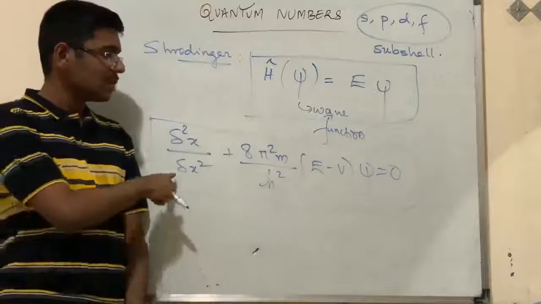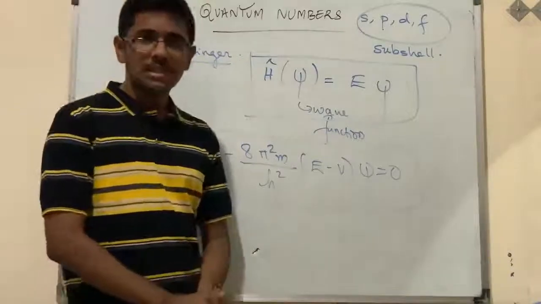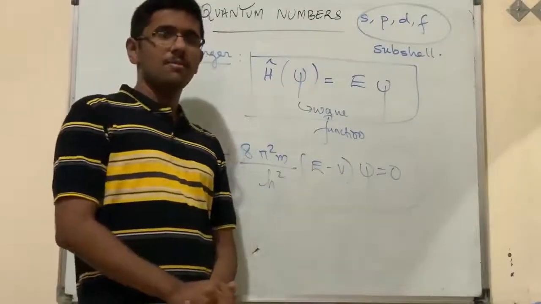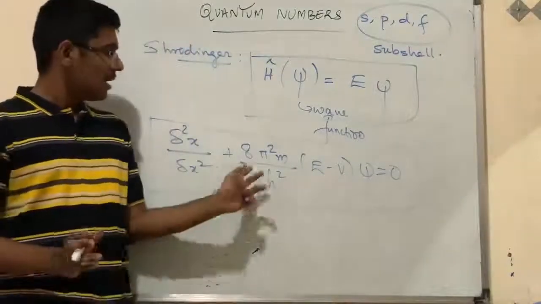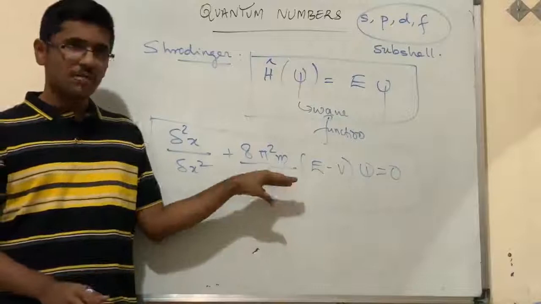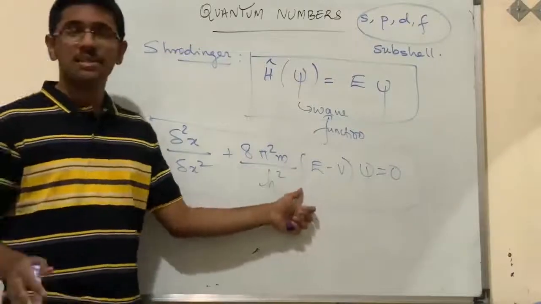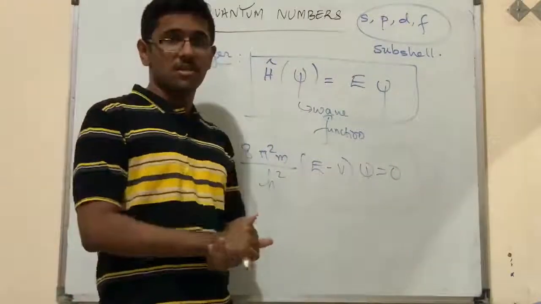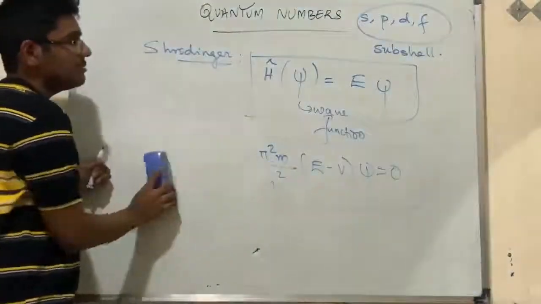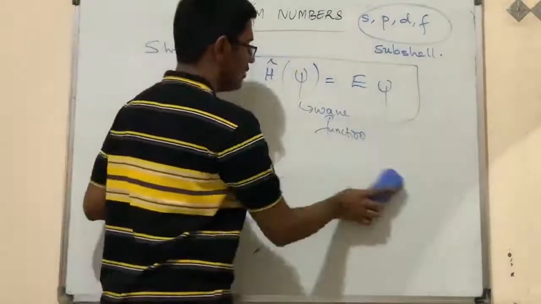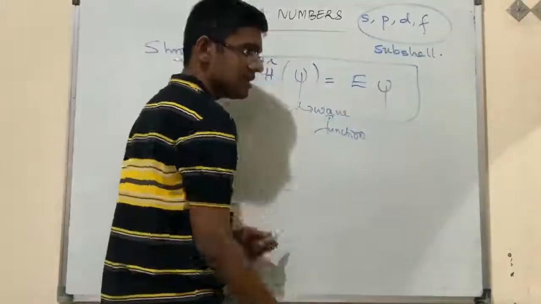This was a question which was asked in a competitive exam. I don't remember, I think it was JEE. Many options were given, and this was the answer expressing the Schrodinger wave equation in one dimension. So you can just note down this formula. Now, this is the basic idea of Schrodinger. His aim was to identify the different subshells.